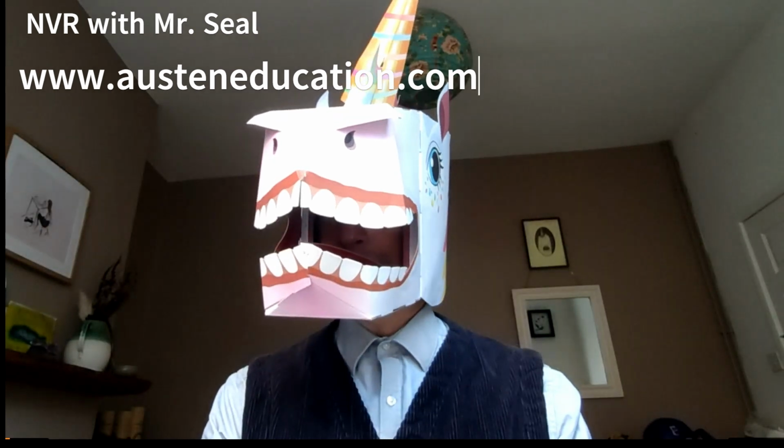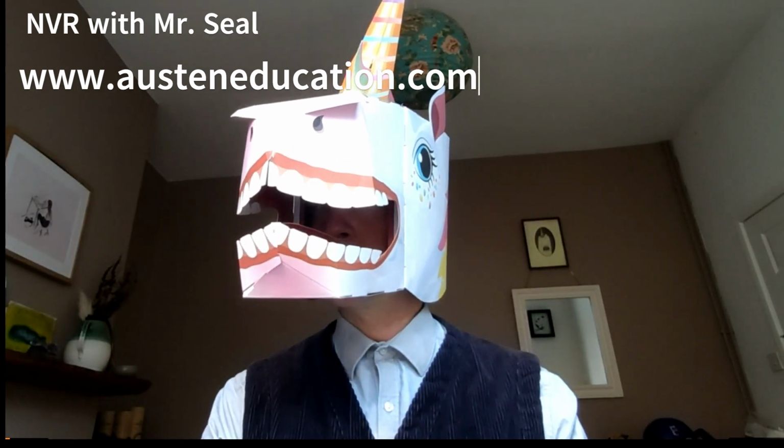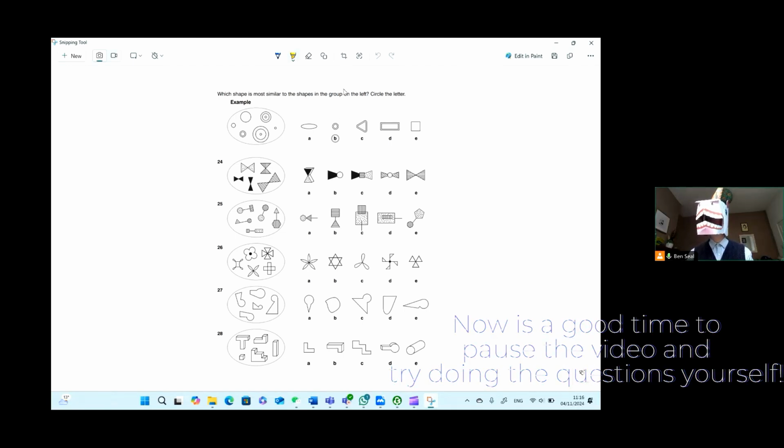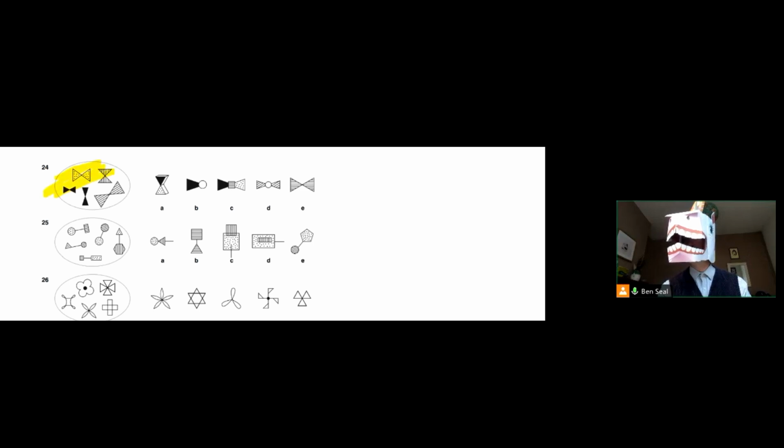Here we go. Let me share my screen with you. Okay, so looking at number 24, actually, I'm jumping the gun, as people often do, including myself. Which shape is the most similar to the shapes in the group on the left? Something we have to do is look at all the shapes in the left oval and see what they have in common.